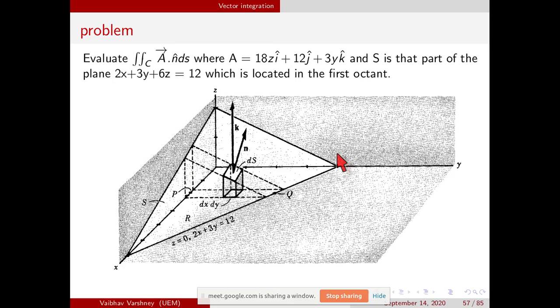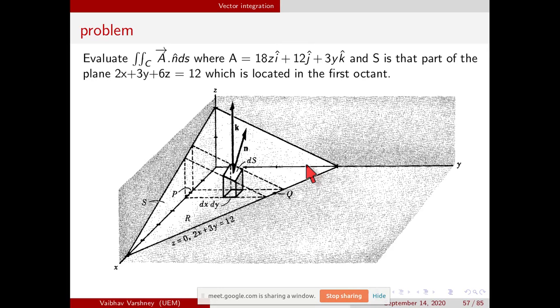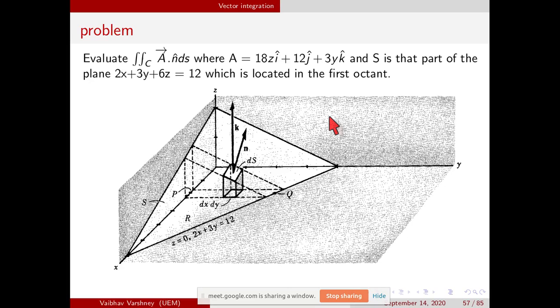I am giving you one homework. Whatever I am doing through the xy plane, just try to do it with the xz or yz plane. The only difference is that instead of n dot k, you will get n dot j or n dot i. Instead of dx dy, you will get dy dz or dx dz. Okay. So the second thing is we need proper x and y.